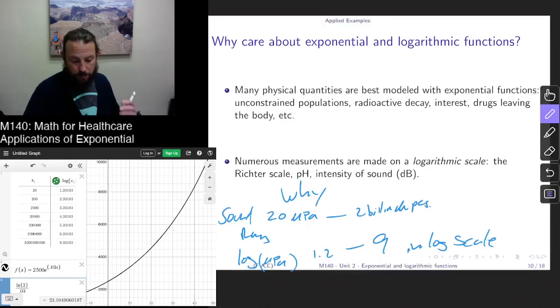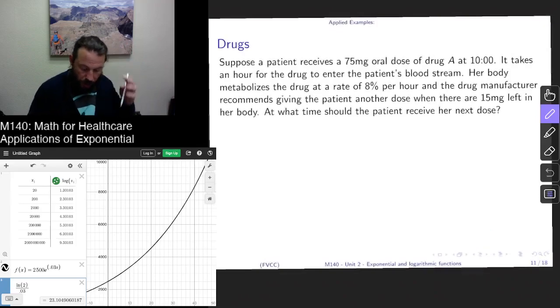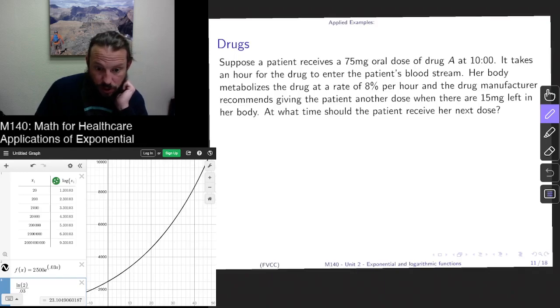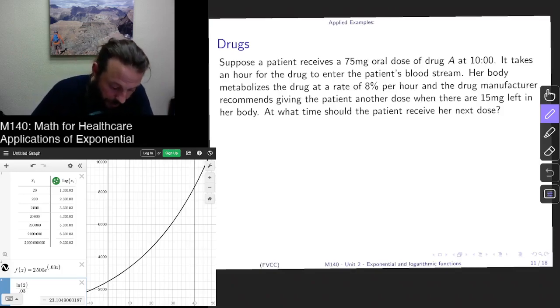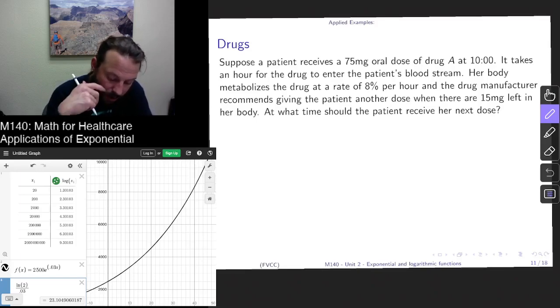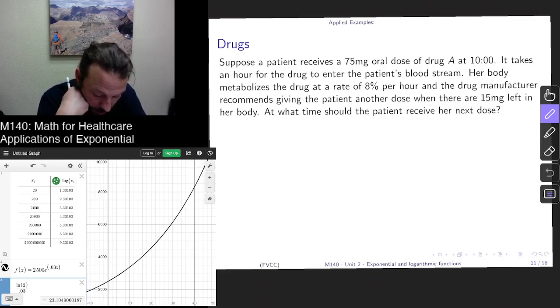Let's get the iPad back up there. So let's look at some examples. Suppose a patient receives a 75 milligram oral dose of a drug A at, let's say, 10 a.m. It takes an hour for the drug to enter the patient's bloodstream. Her body metabolizes the drug at a rate of 8% per hour, and the drug manufacturer recommends giving the patient another dose when there are 15 milligrams left in her body.